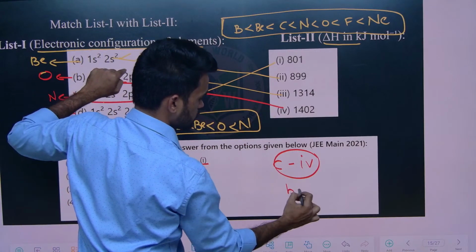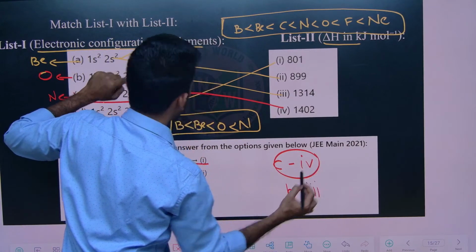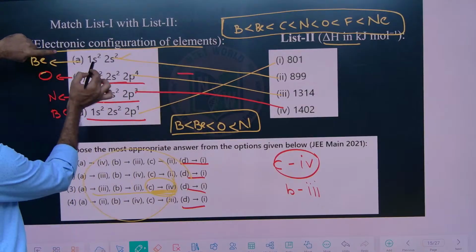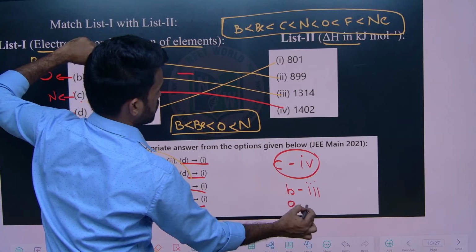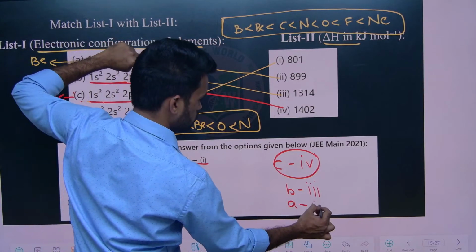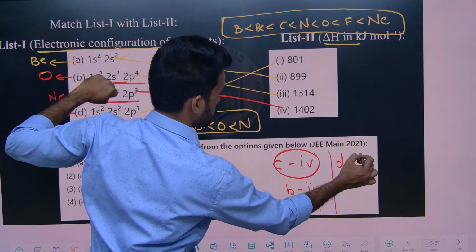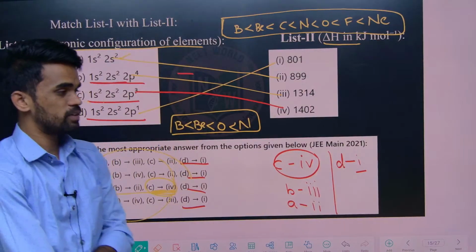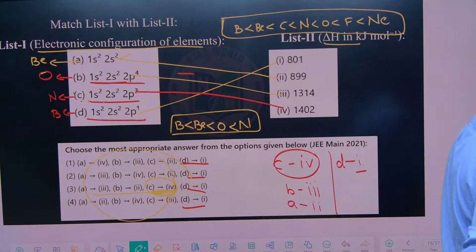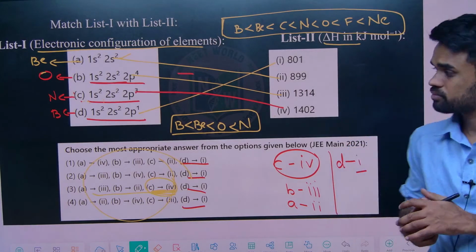B3, okay, the next A2, next D1. Okay, that's it. This is your perfect answer for the discussion. Okay. Right, let's move forward then.